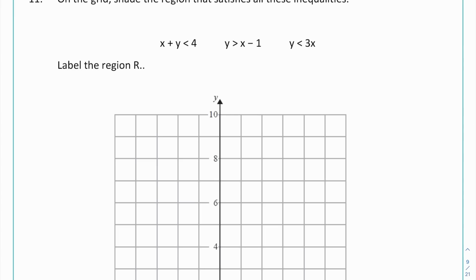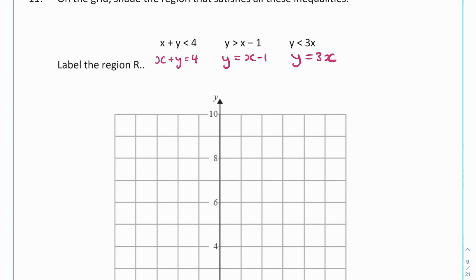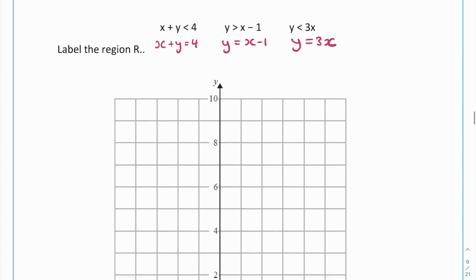So for x plus y is less than 4, remember for all of these lines all we're going to do is plot the line x plus y equals 4, y is equal to x minus 1, and y is equal to 3x. Now depending on how good your understanding is of drawing straight line graphs, you may need to draw a table for these, you may not. I tend to not draw a table for these particular ones because I hope that I have a relatively good understanding of straight line graphs if I'm doing graphical inequalities.